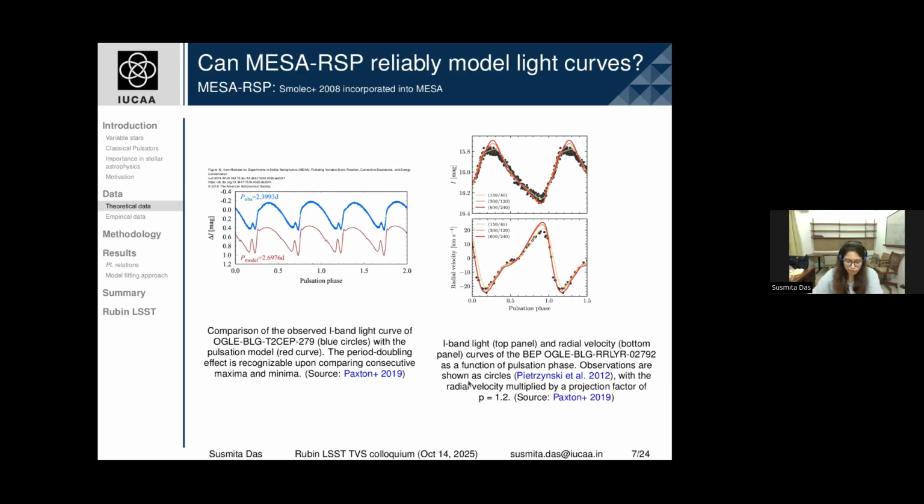So now hopefully we agree why type 2 Cepheids are so important.